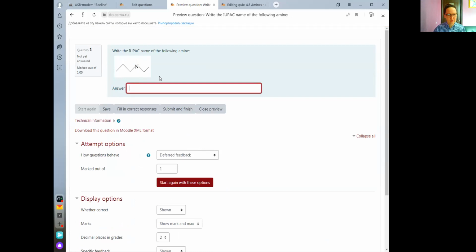Let's try for this one compound. I see parent chain propane. I see 3 substituents, 2-methyl, N-methyl, and N-ethyl. In alphabetic order, ethyl will be first, ethyl, N substituent. I draw capital N dash ethyl. After this, I have 2-methyl.